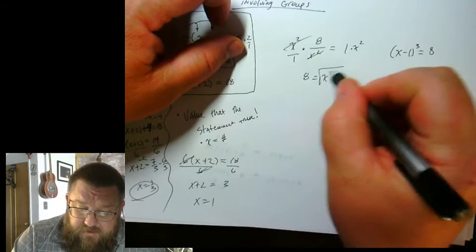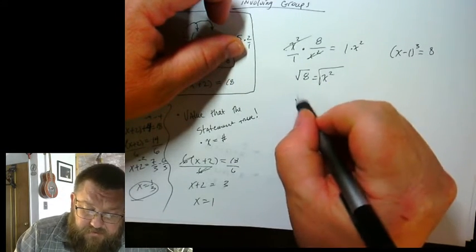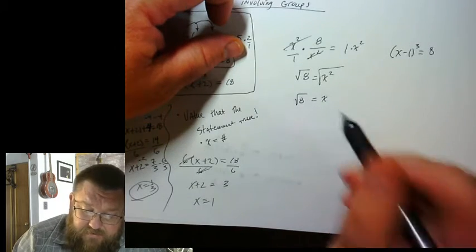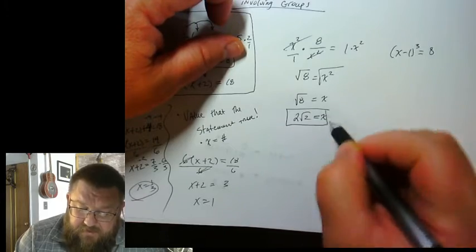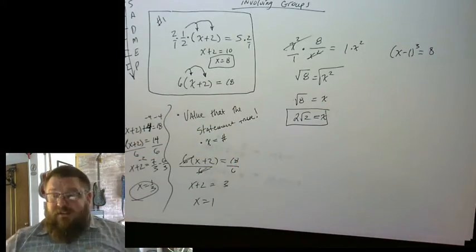The inverse of square is square root. So we have square root of 8 equals x. That's not simplified. It's 2 root 2. You might need to go back a couple weeks to figure that out if you forgot it, but that's how that one works right there.